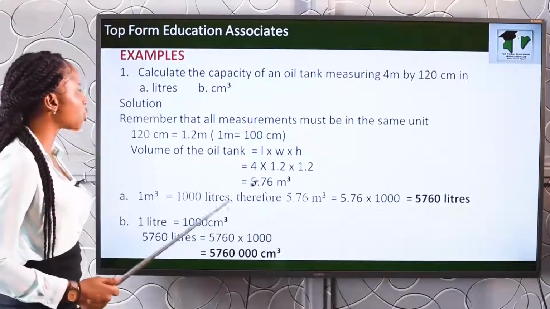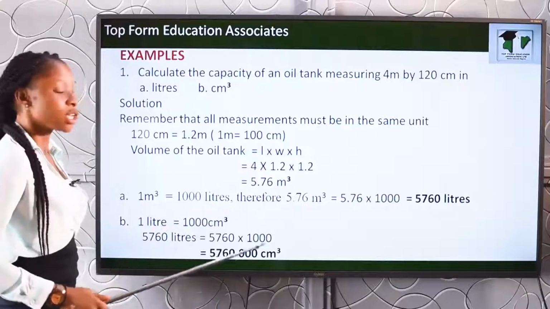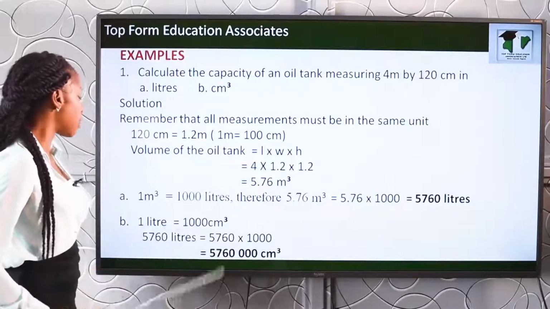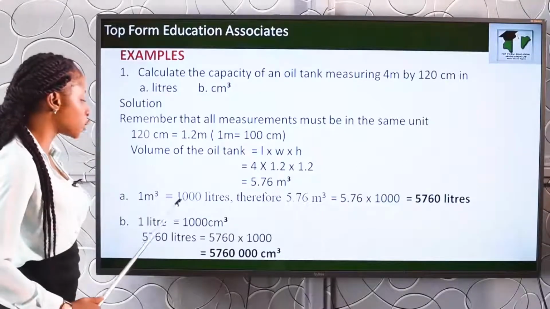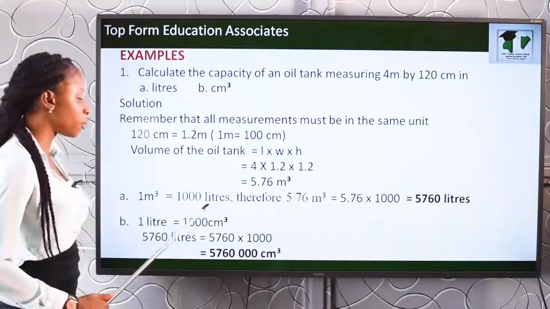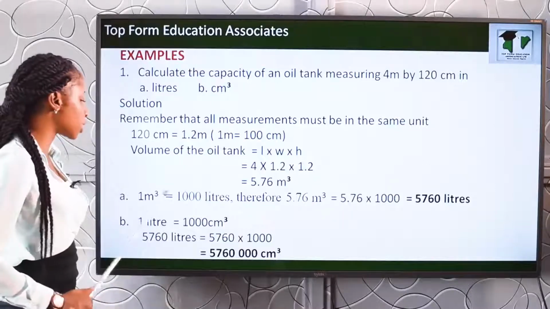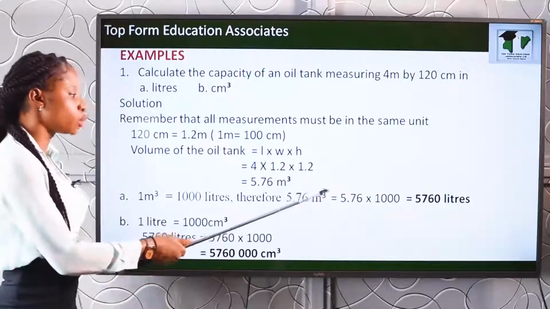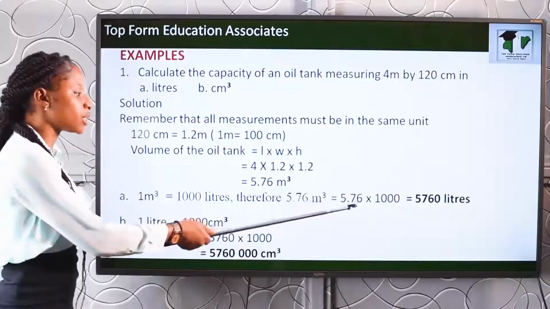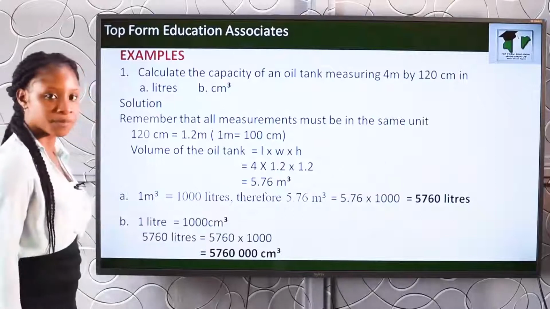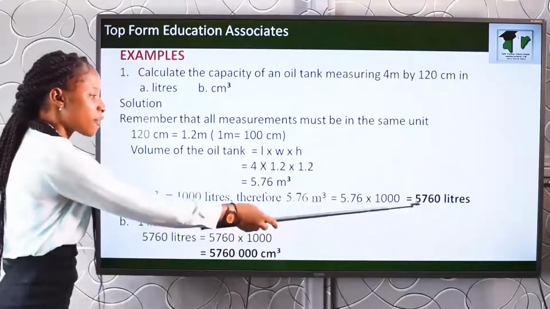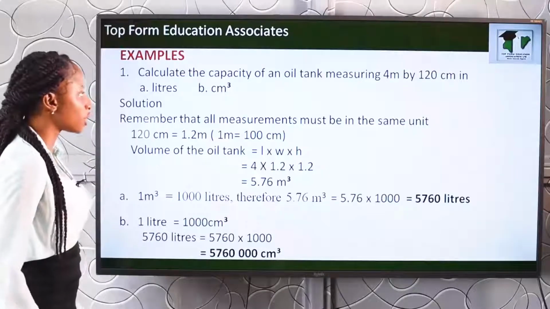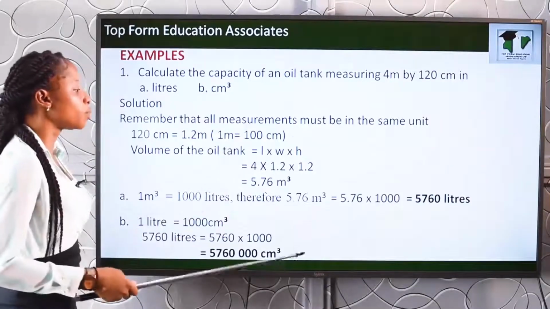The first question asks us to convert it to liters. Since we've gotten it in volume, let's convert it to liters. Now, 1 meter cubed gives us 1,000 liters, from the previous slide. Therefore, 5.76 meters cubed will give us 5.76 times 1,000, which is 5,760 liters.